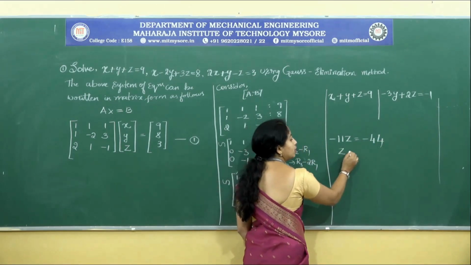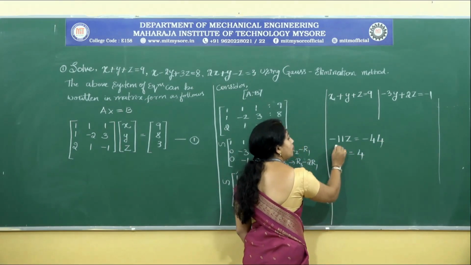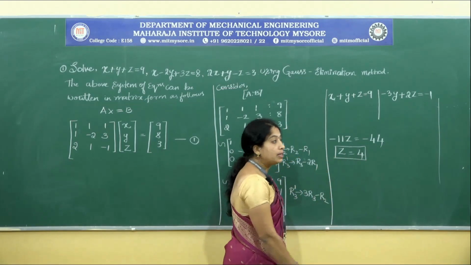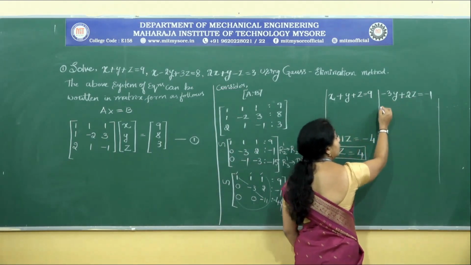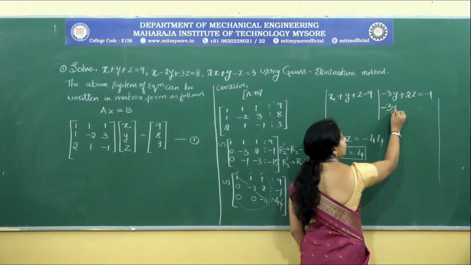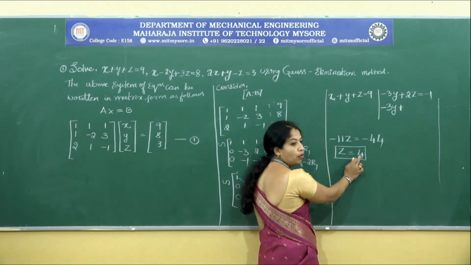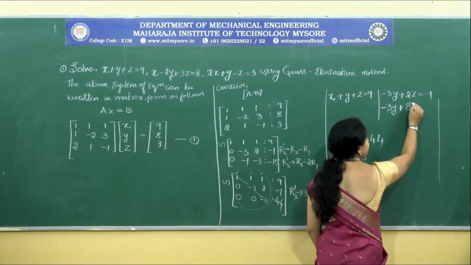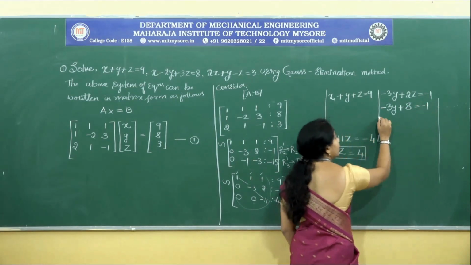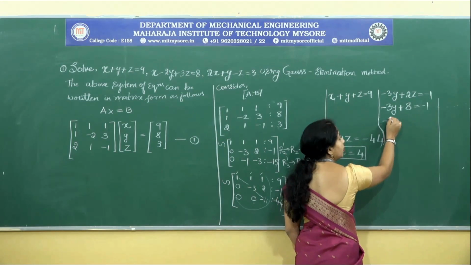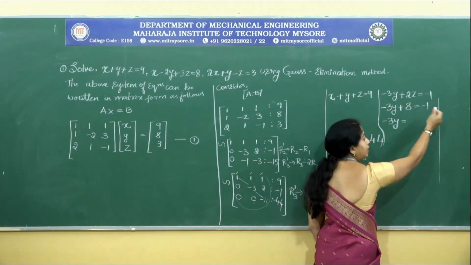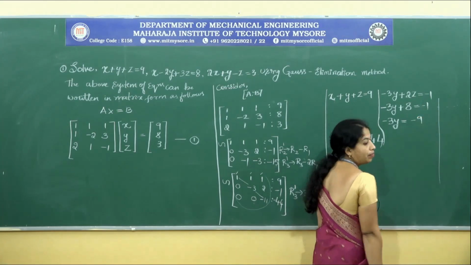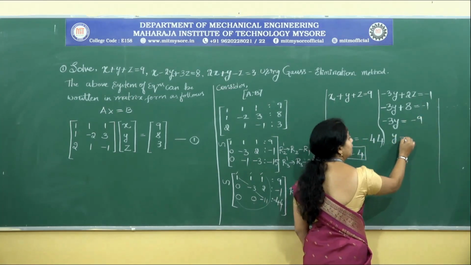The value of z is 4. We got the value of z. Substitute the value of z in the second equation, you will get minus 3y plus 2 times 4, 2 times 4 is 8, equals minus 1. Therefore, minus 3y equals minus 1 minus 8, that is minus 9. Therefore, the value of y will be 3.